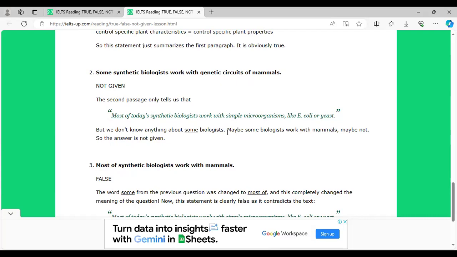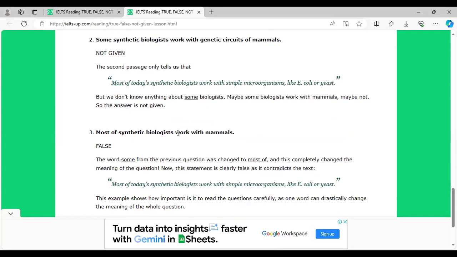This is what I was telling about qualifying words. Some, most. Usually, in a hurry, what the student will think is that this is false because mammals is not given, and because the synthetic biologists are working with simple organisms like E. coli and yeast. But maybe someone may be working, may not be working, but the information is not given. So some synthetic biologists is the keyword over here, which is not mentioned. Most work with simple organisms, E. coli and yeast. So some and most, these are the words that the student needs to focus on.